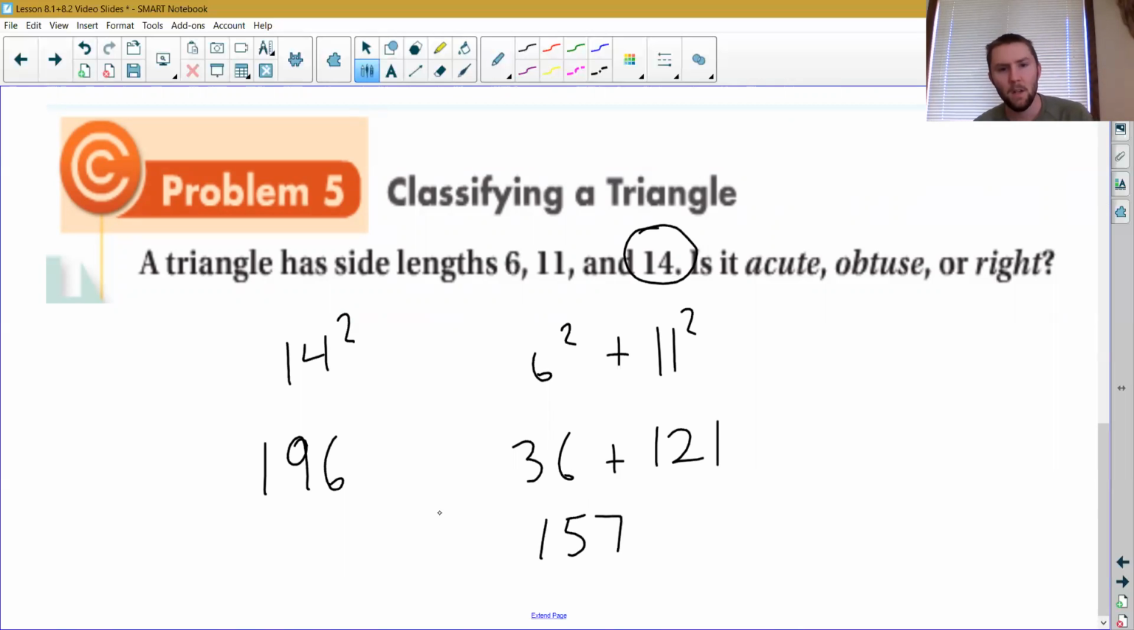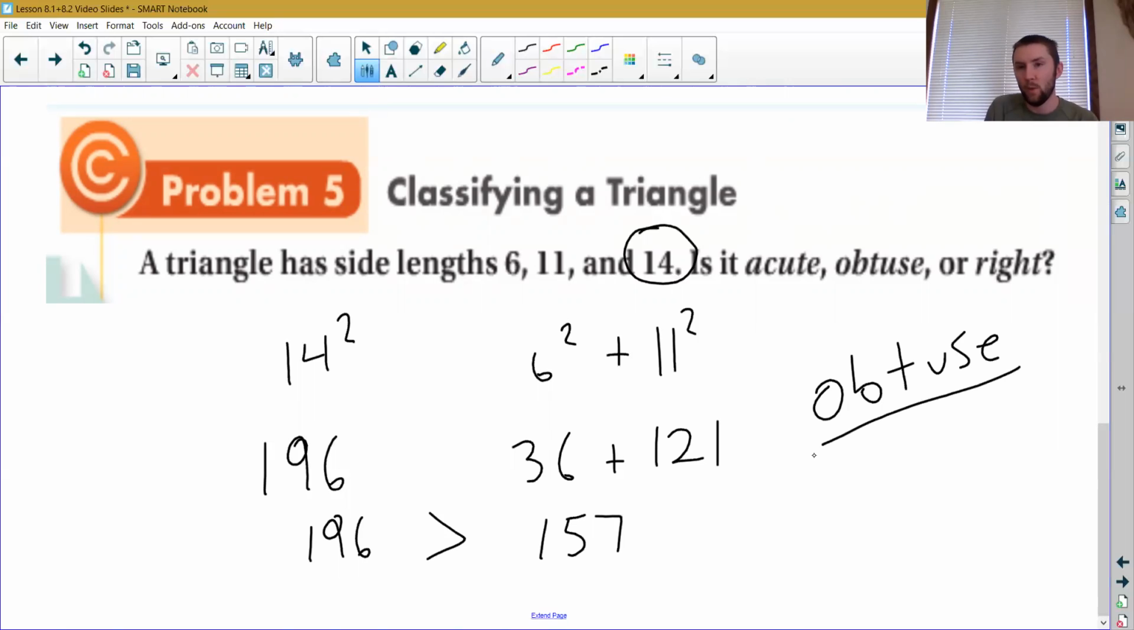157. So this number, how does it compare to 196? Or specifically, how does 196, the biggest one squared, compare to 157? Well, pretty obvious that 196 is bigger than 157. 196 bigger than 157. So this triangle is obtuse, because when the c squared value is bigger, the angle must be bigger than 90 degrees, which means obtuse, okay?